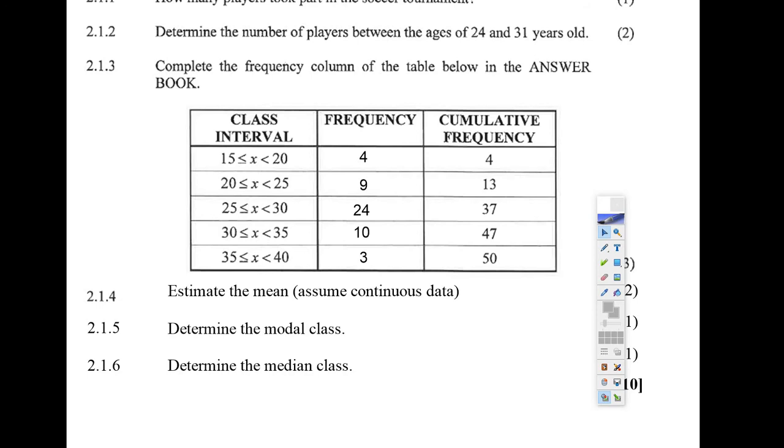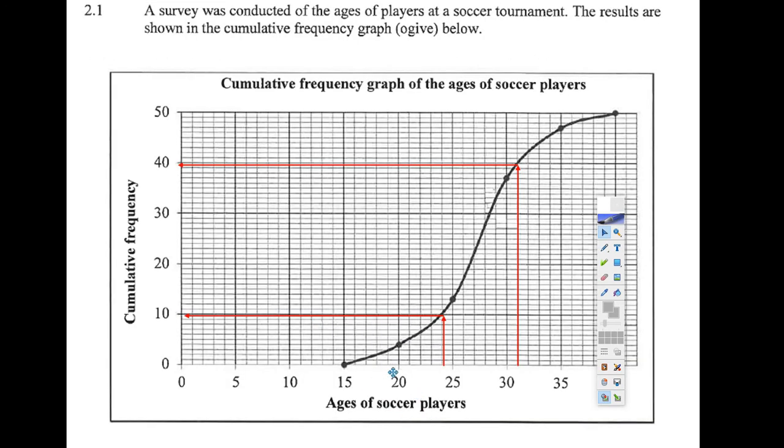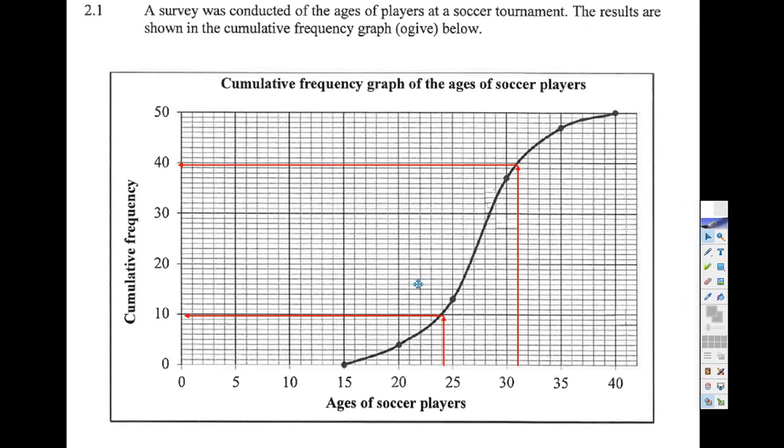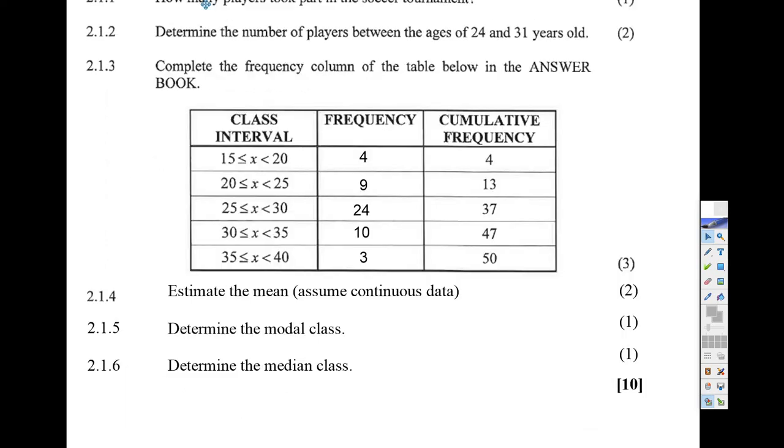And that's where those numbers go. That 20 and 4, 25 and 13, 30 and, it looks like 37. Yeah, I can see that. And at the very end, it's 40 and 50. And there's your ogive curve. Let's take a look at the next question.